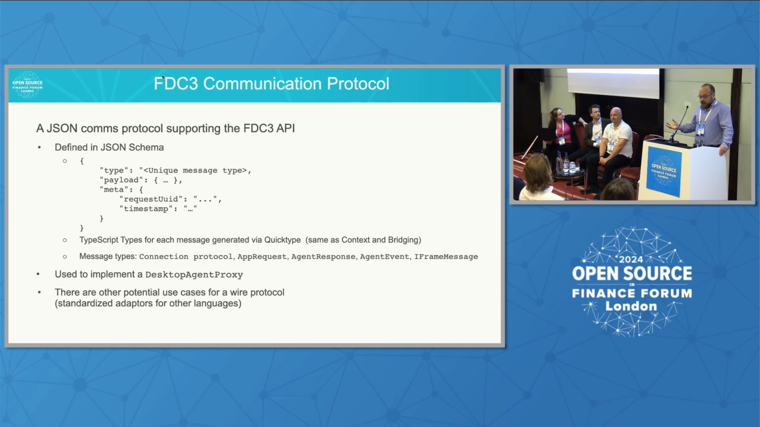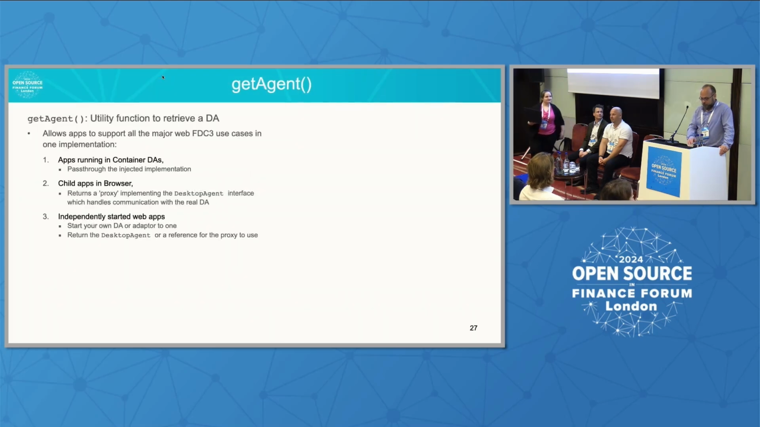But ultimately, it's used to implement something we call desktop agent proxy. It implements the desktop agent interface and will just handle the communication back to the desktop agent for you and give you your results back. There are also a number of other potential use cases for such a wire protocol, such as standardized adapters for other languages could use a similar setup.